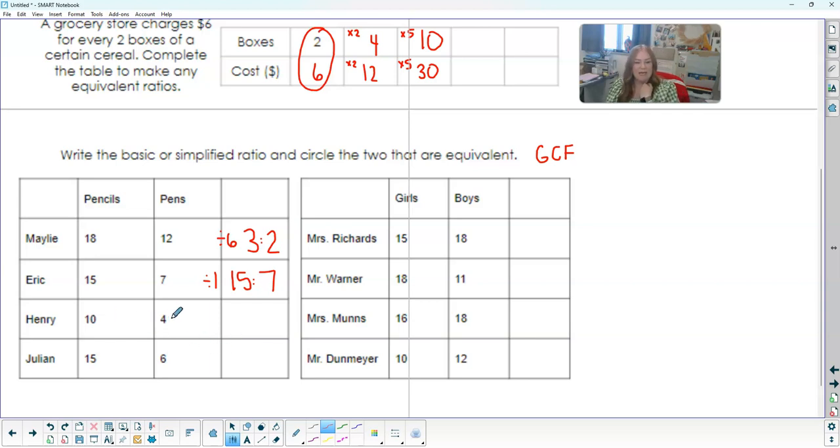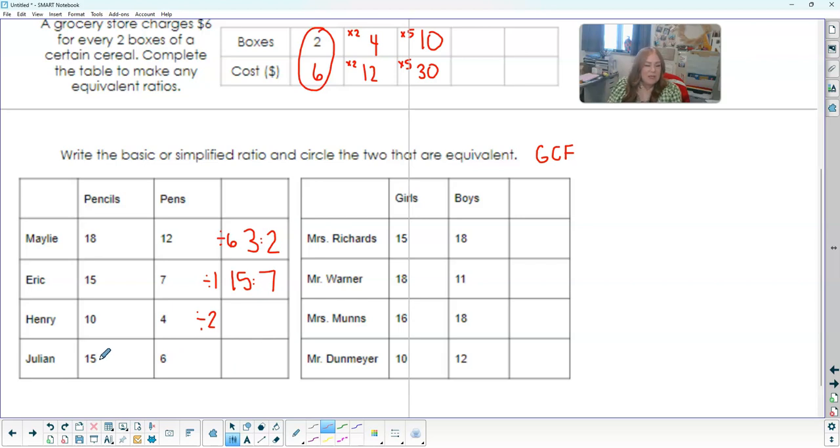Henry has 10 and 4. So can 4 go into 10 perfectly? No. Can 3? No. 2? Yes, they're both even. We're going to divide these both by 2. 10 divided by 2, I'm going to let you write that there. 4 divided by 2, write that there. So we found the factor, we divided them, we're looking for ones that are the same.